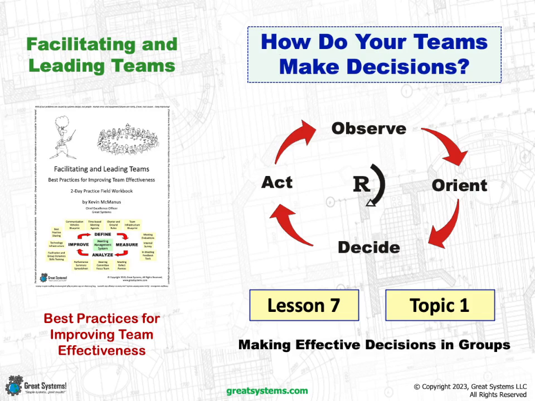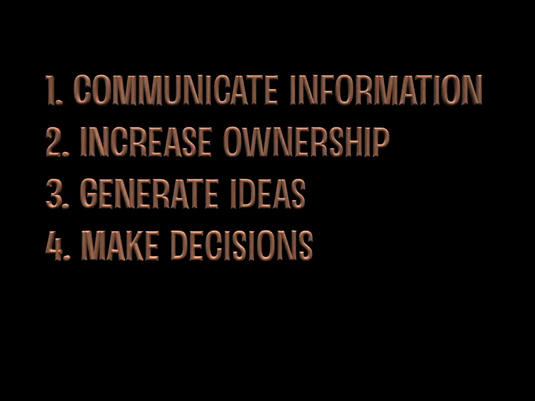The primary purposes of a formal meeting should be: 1. Communicate important information. 2. Increase project or process ownership. 3. Generate ideas. And/or 4. Make decisions. So four main things: communicate important information, increase ownership, generate ideas, make decisions. Not necessarily in that order.